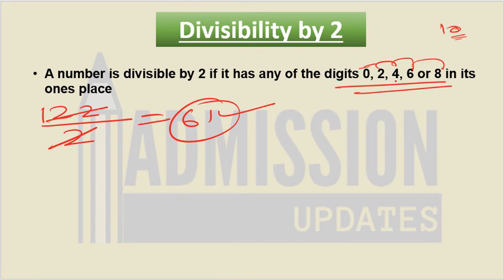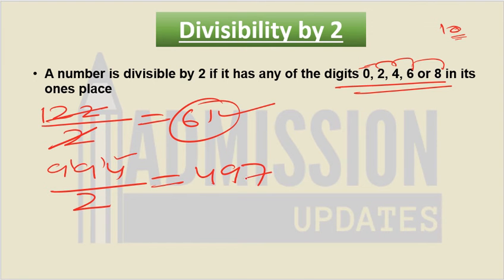Now let us take an example for 4. Suppose a number is 994. Here the units place is 4. Now let us divide it by 2. So 2 4s are 8 and then it will be 19. 2 9s are 18. Then here it will be 14. Then 2 7s are 14. So yes, it is divisible by 2. Let us take an example for 6.